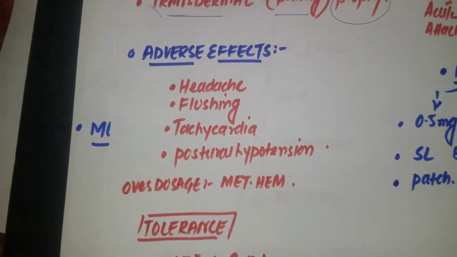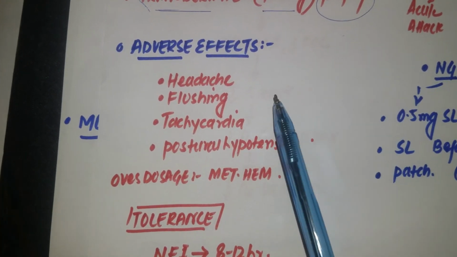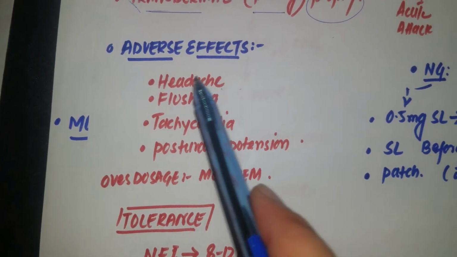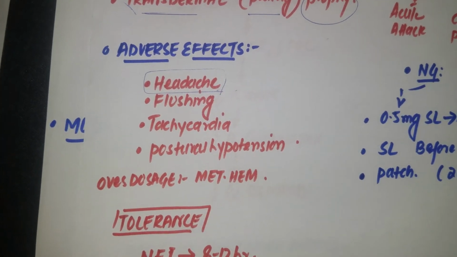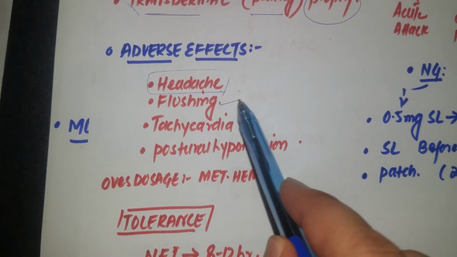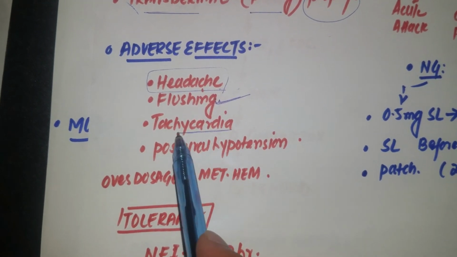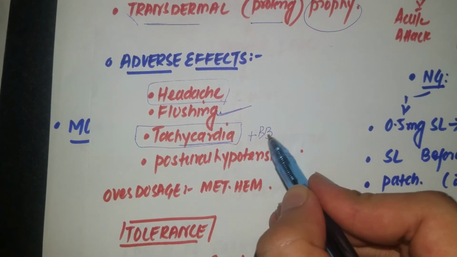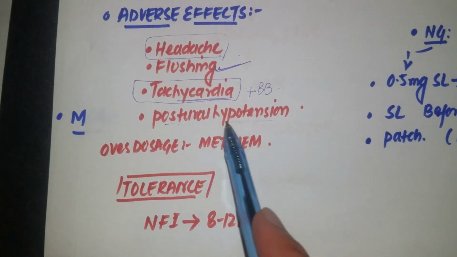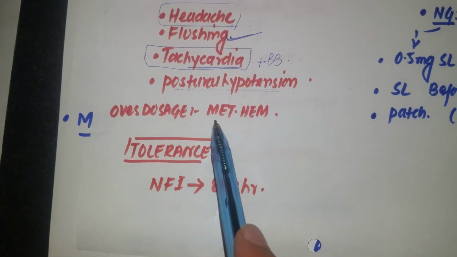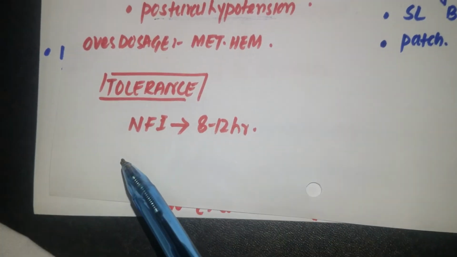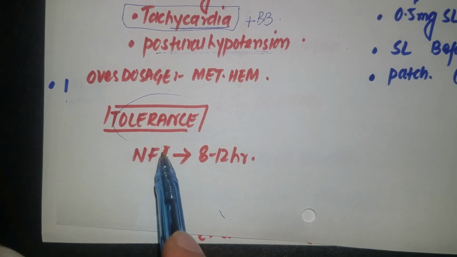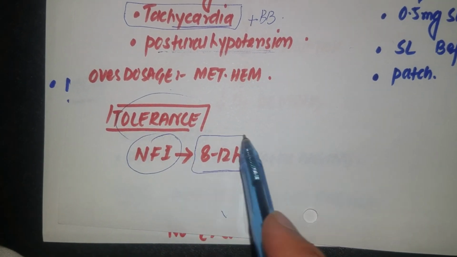Coming to the adverse effects, as we know these drugs cause vasodilation through nitric oxide mediation, so they will cause headache. As we know, vasodilation causes headache, as we can see in migraine also. Due to vasodilation, there will be flushing. There will also be reflex tachycardia, and this can be prevented by giving the drug along with beta blockers. Next one is postural hypotension. Overdosage may cause methemoglobinemia. A very important point here is that tolerance develops to nitrates. To avoid this tolerance, we should give a nitrate free interval of at least 8 to 12 hours.